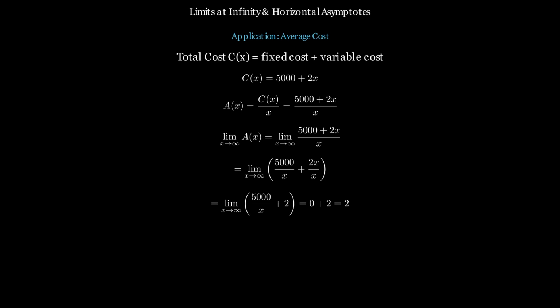As X goes to infinity, 5,000 over X goes to 0. The limit is 2. This means that as the company produces a very large number of items, the average cost per item gets closer and closer to $2. The initial fixed cost becomes insignificant.